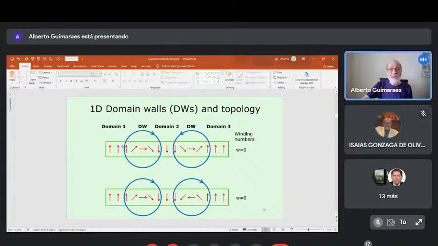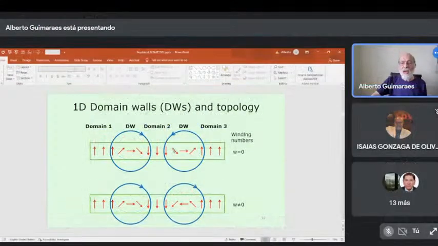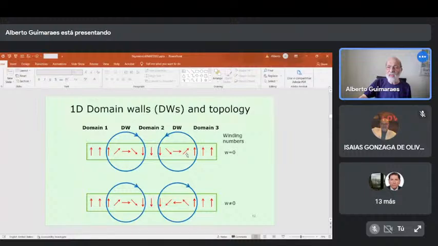Showing now, I have here 3 domains: domain 1, domain 2, domain 3. And the domain walls, which are these intermediate regions here, where the moments, as shown on the left, turn clockwise. And there is one central domain, and the domain wall between domain 2 and domain 3, again, the moments turn, but now they turn the opposite way. So if we add this deformation that turns clockwise and the deformation that turns counterclockwise, we had a 0. So this is a total winding number of 0.